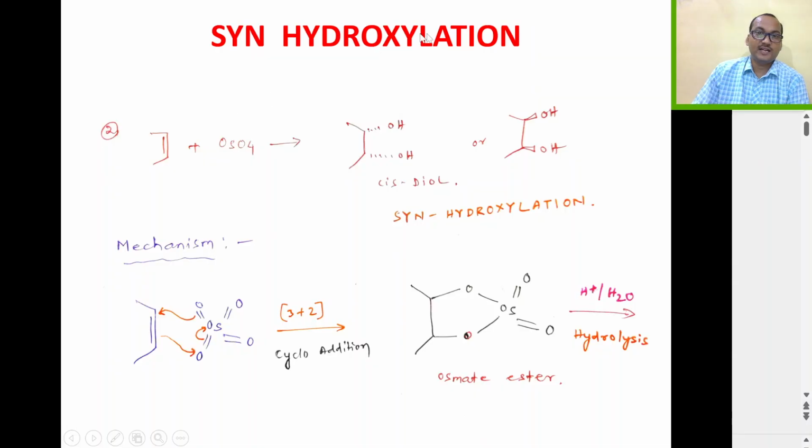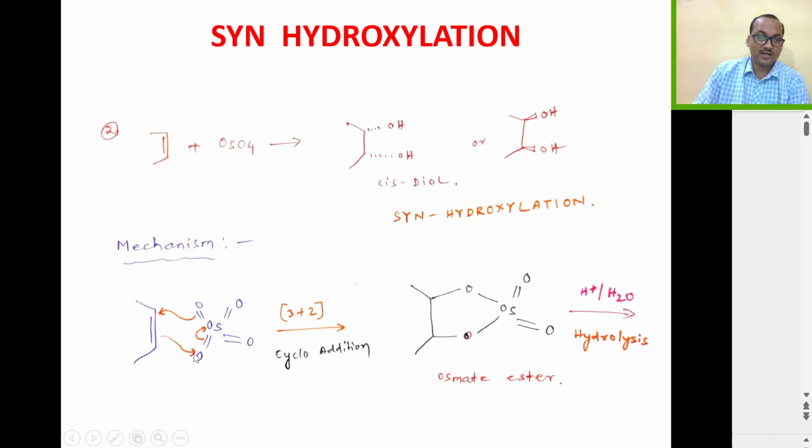Similarly, another Syn hydroxylation is reaction of alkene with osmium tetroxide. You get this cis diol, or you can call it the Syn hydroxylation reaction. So again it will undergo 3 plus 2 cycloaddition reaction, and this is the structure of osmium tetroxide. Os double bond O, double bond O, double bond O, double bond O. So it will undergo 3 plus 2 cycloaddition reaction.